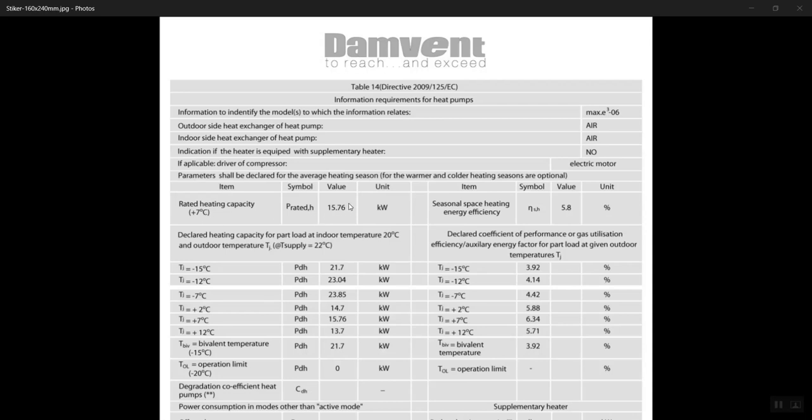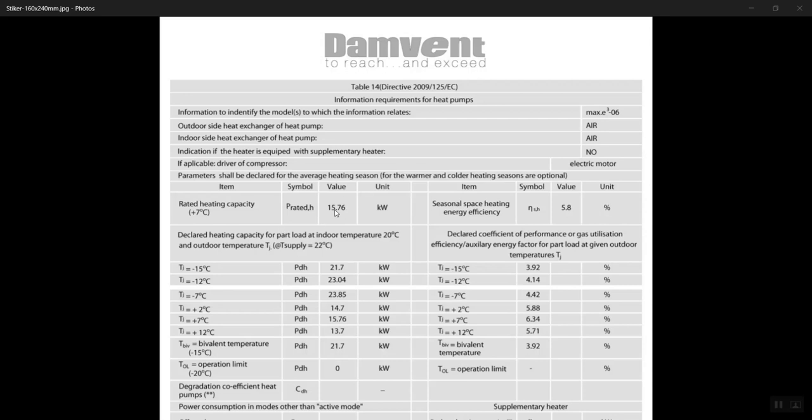Then we go to the parameters inside this table, and the first one is, of course, the rated heating capacity. Be careful, the whole information table number 14 is only for the heat pump part, for the refrigerant circuit. It is not about the heat recovery in this table. So we are talking about a pure refrigerant circuit reversible heat pump in heating mode.